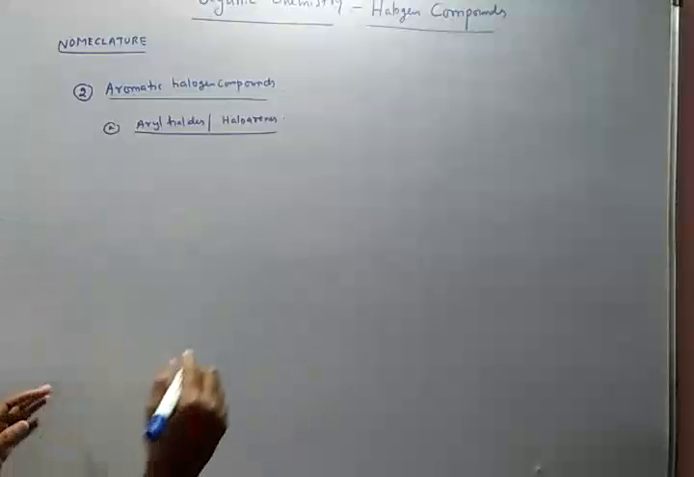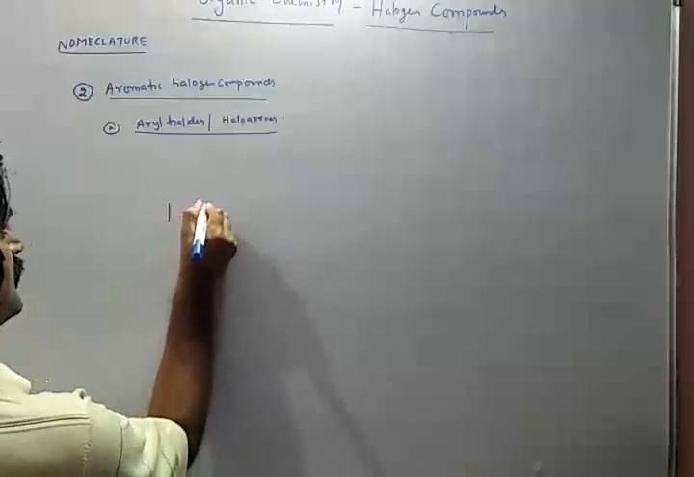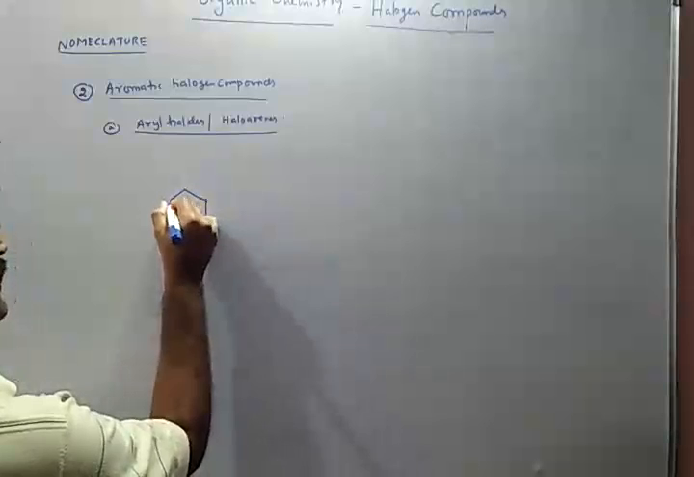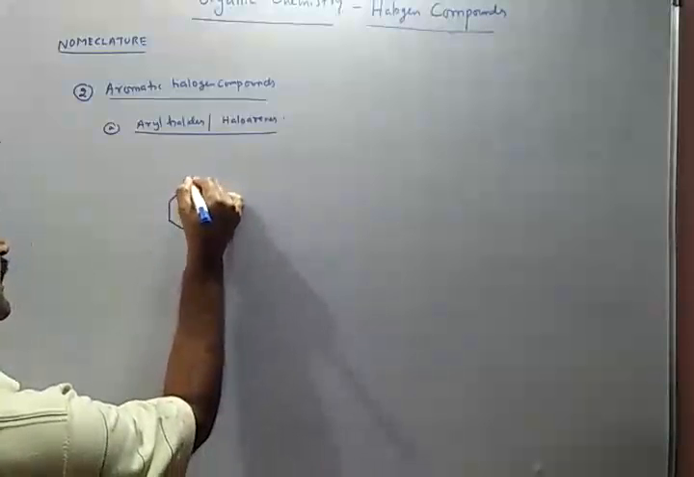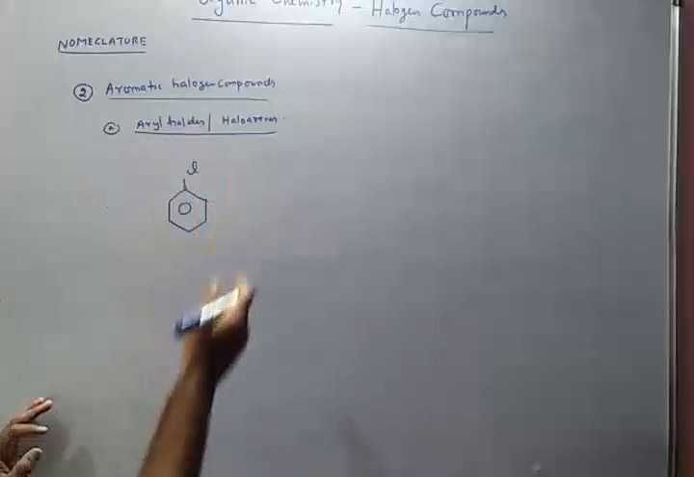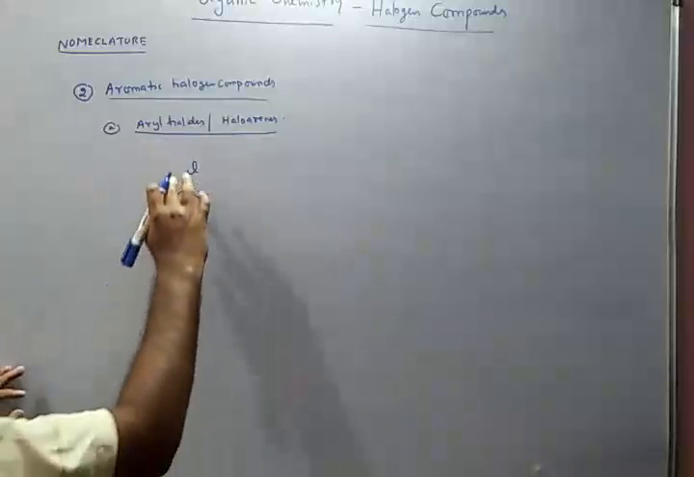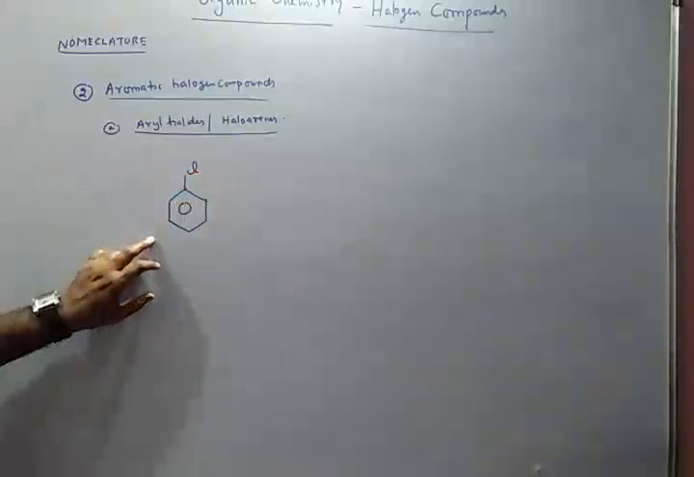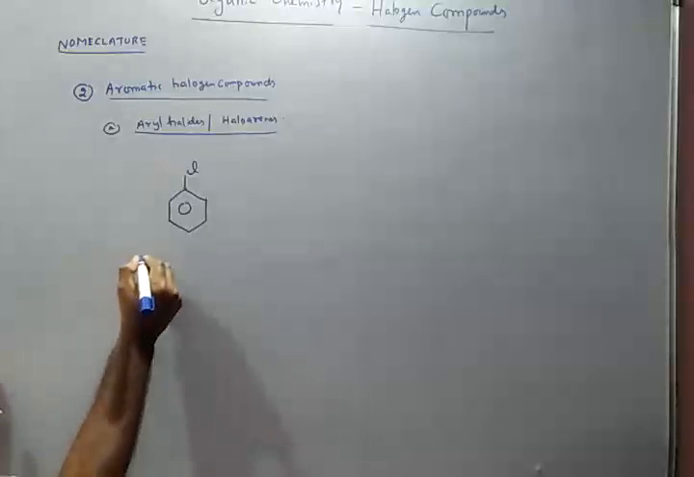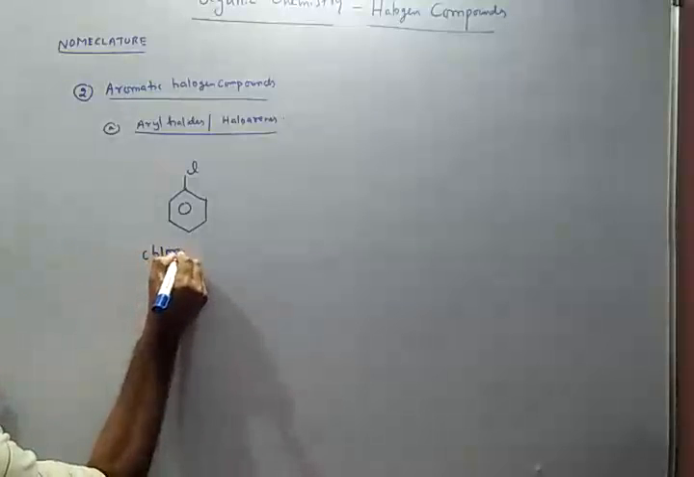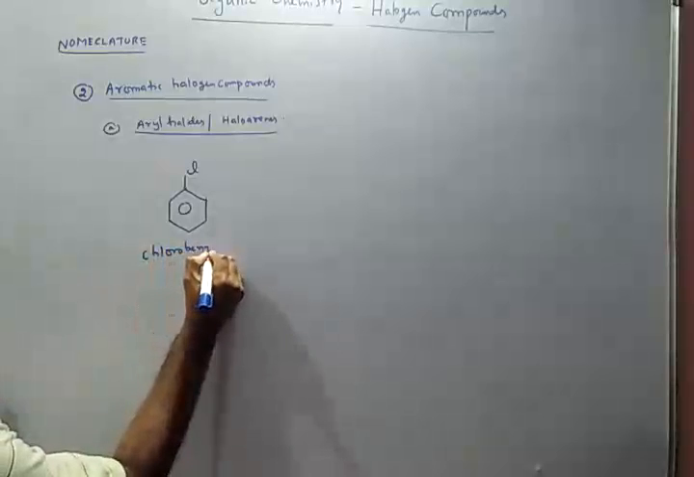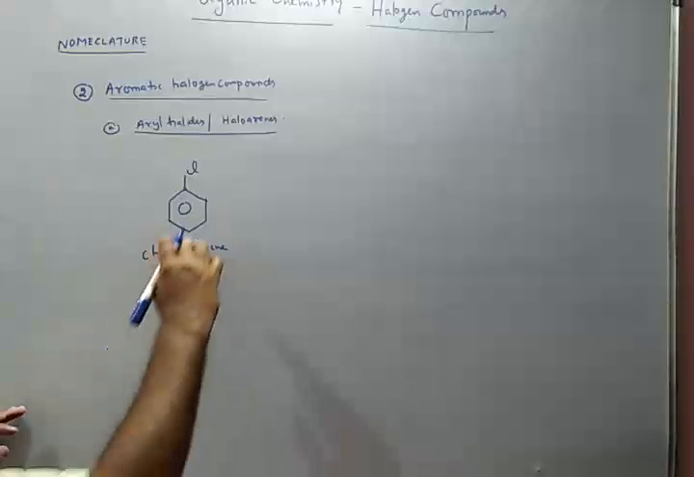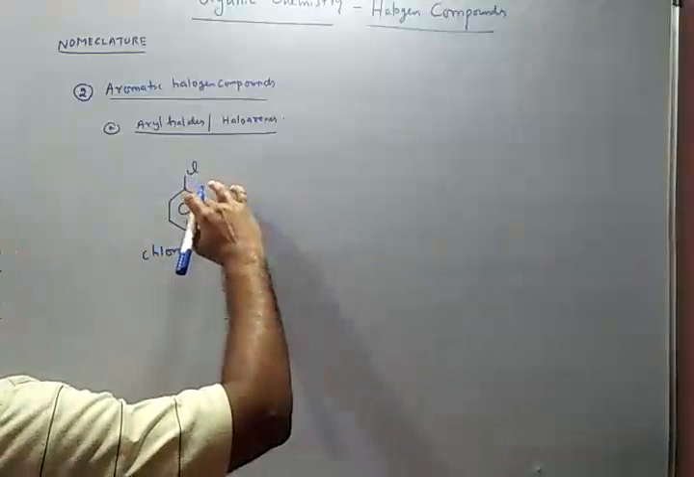So if I write a compound like a benzene ring with Cl, we can call this an aryl halide, chlorobenzene or aryl chloride. This is called chlorobenzene. Why? Because the IUPAC name of this compound is based on benzene, so we are following the same order.